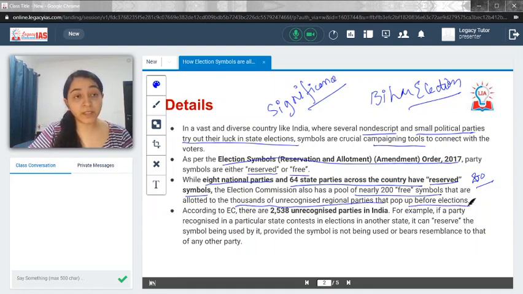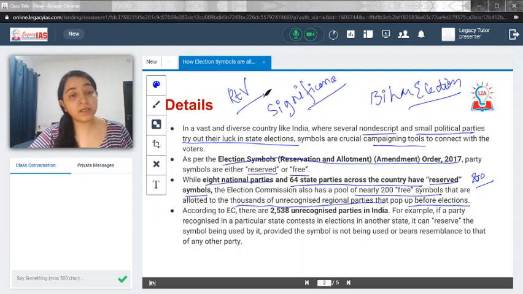These are not permanent parties or parties which have major influence over an area, but they come up whenever there is an election, because participation in elections is also one of the things guaranteed under the constitution. Apart from the right to vote, which is in our constitution, the constitution also says that any candidate can fight for election, given that he fulfills certain eligibility criteria. Hence, a lot of political parties pop up during the time of election. So the Election Commission has around 200 free symbols to be allocated from that pool.